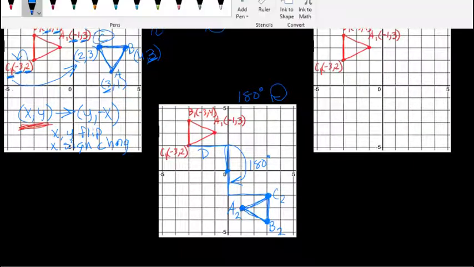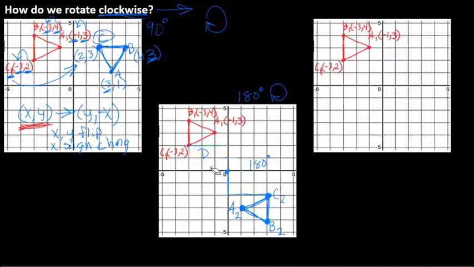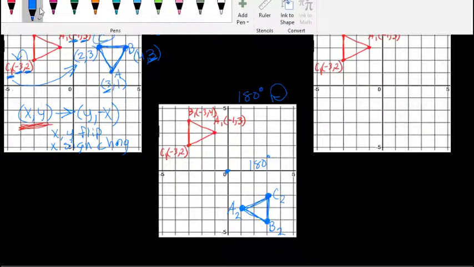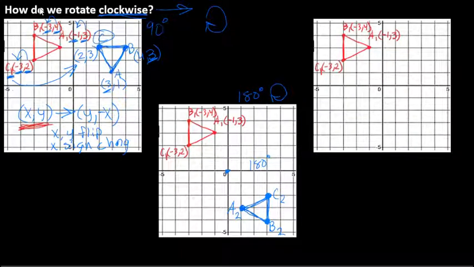Okay, so now let's see if there's a numerical pattern that we see. Let's go ahead and label these out. So A2 is 1 by -3. C2 is 3 by -2. And B2 is 3 by -4. Okay, so what's the pattern? Let's look at A first. A1 was -1 by 3, and now we have 1 by -3.